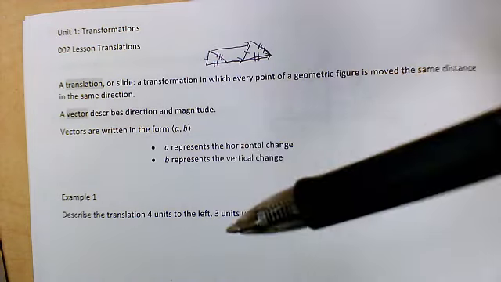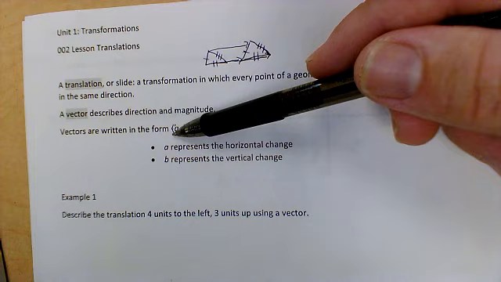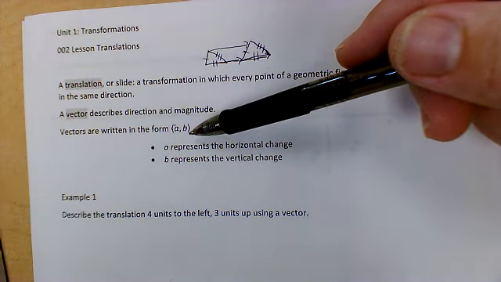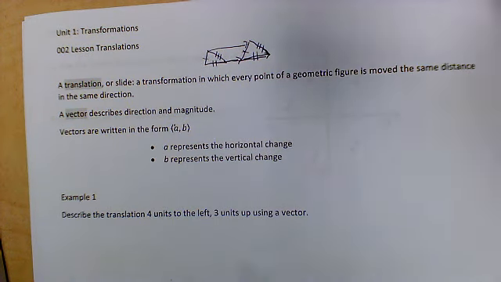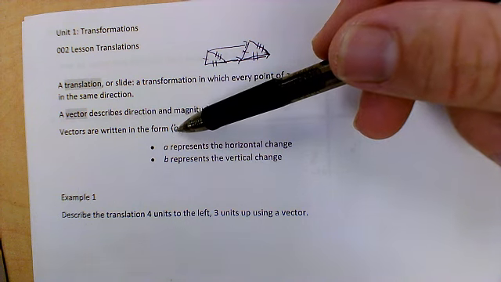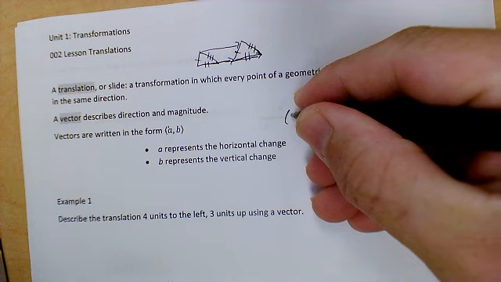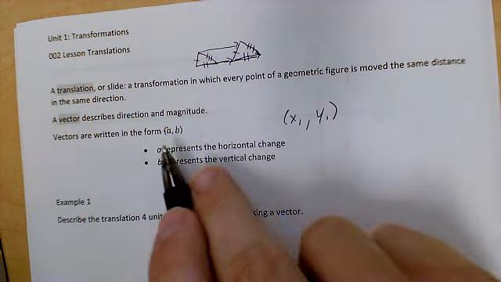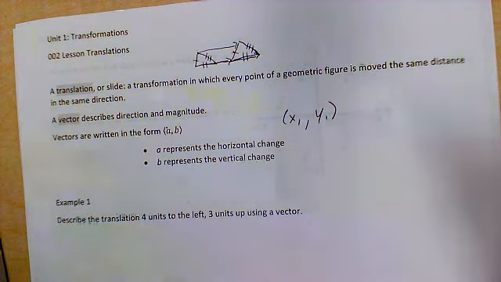A vector will describe the direction and magnitude. You use these corner brackets right here to denote it, so it kind of looks like a coordinate, where a will represent your horizontal change, that's your left and right, and that makes sense. It's first. It kind of lines up with what x typically is in a coordinate. Typically in a coordinate you'll have your x value and your y value. b represents the vertical change, so that lines up with your y value in a typical coordinate.